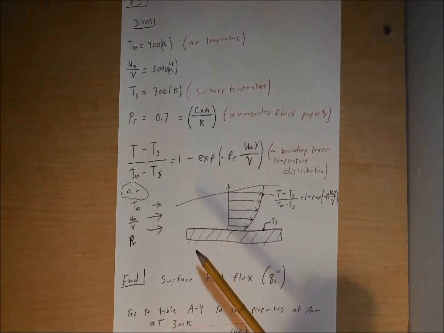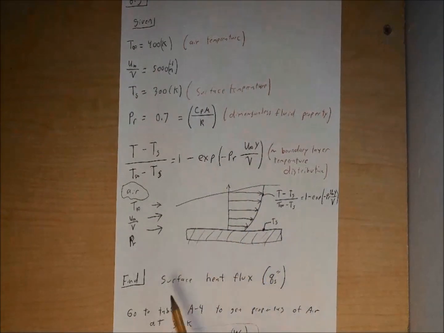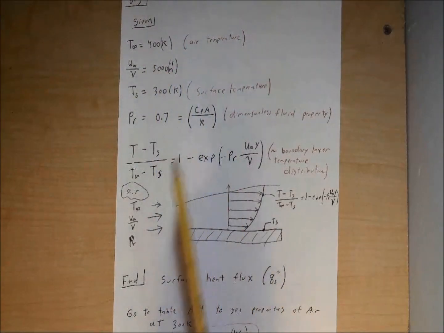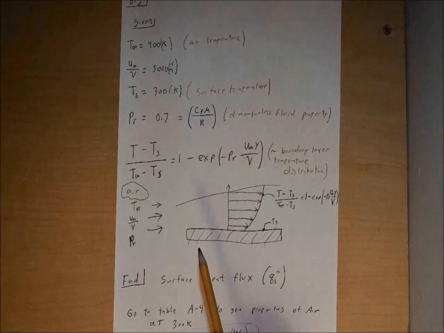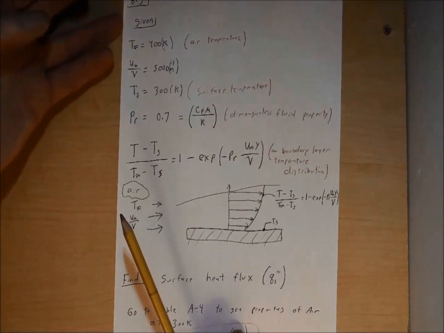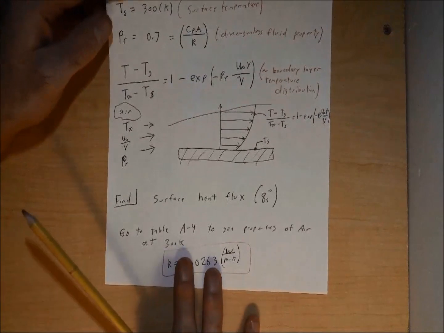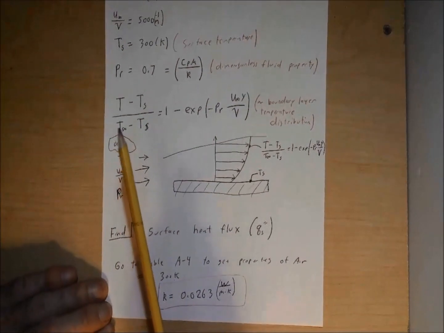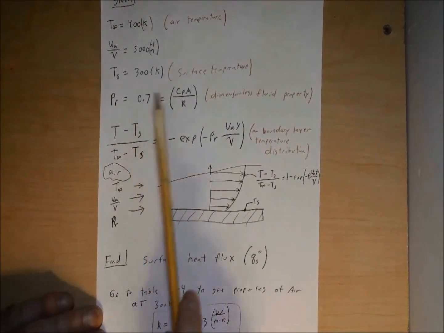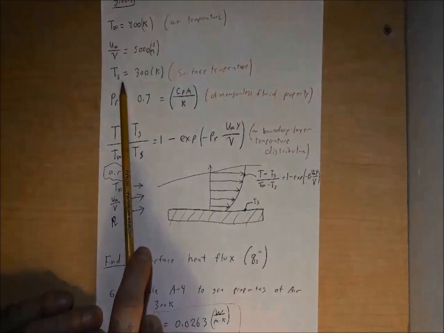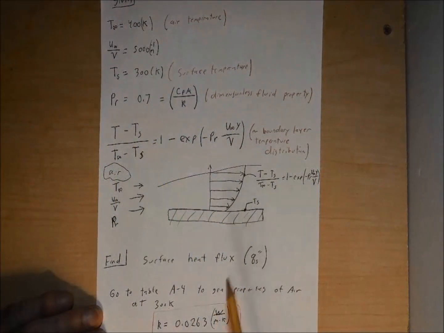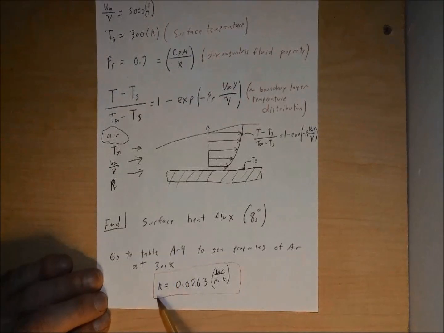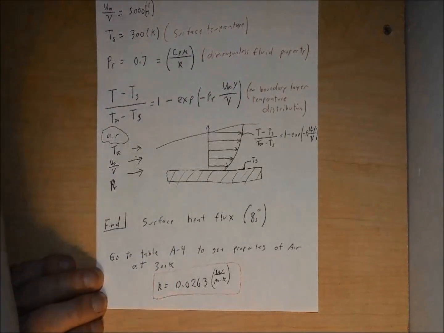Now, the question is, what are they asking us to solve for? In the problem, they asked us to solve for the surface heat flux, or variable terms q sub s double prime. So now that we know everything that we're given and what we're looking for, we need to figure out our first step in our solution. The first thing we're going to want to do is go to table A4 and get the properties for air at 300 K. Because we saw in our given information, we have our temperature of air and our temperature at the surface. So we need to use this information to go back to table A4 and get our k value. So now let's switch back to table A4 and take a look.